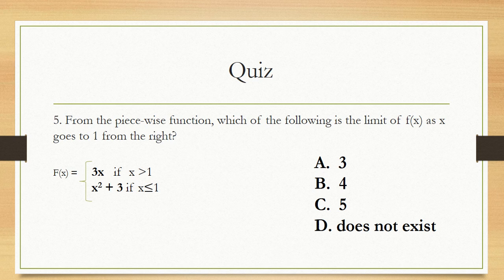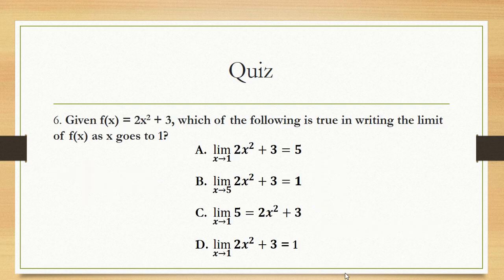Number 5, from the piecewise function, which is the limit of f of x as x goes to 1 from the right. So, alam natin, ang ibig sabihin ng from the right, that means sa right ng 1. It means yung mga malalaki sa 1, galing doon papunta ng 1. So, ito bang x greater than 1 or x less than or equal to 1? Of course, ito yung x greater than 1. Bakit? Kasi pag x greater than 1, it means mga malalaki sa 1. That means to the right of 1. It means, ano yung value pag ang x goes to 1? Is it 3 times 1? What is the value?